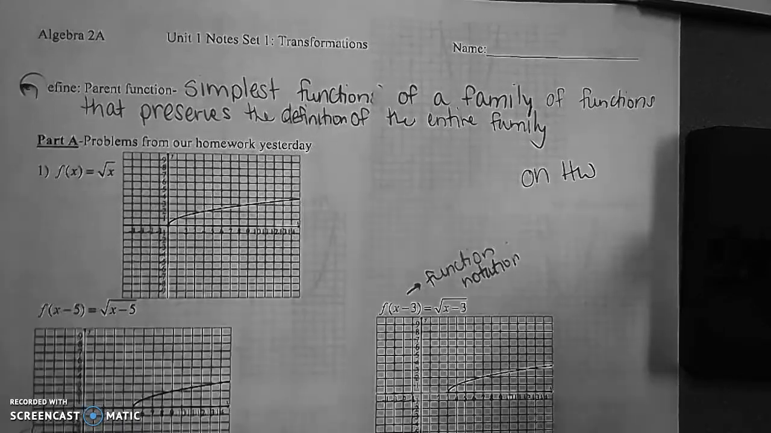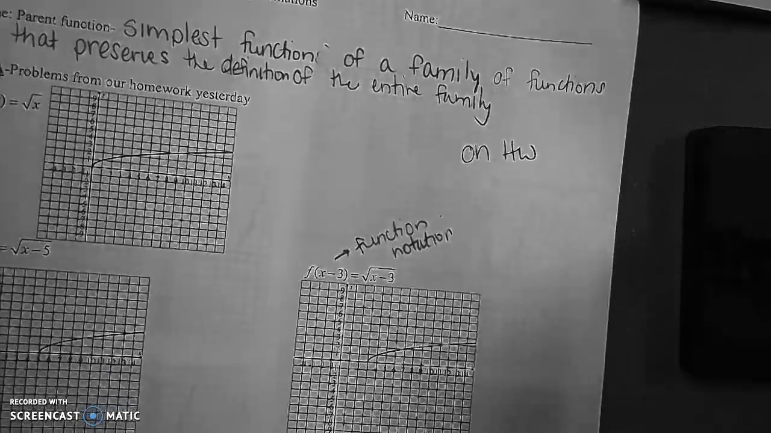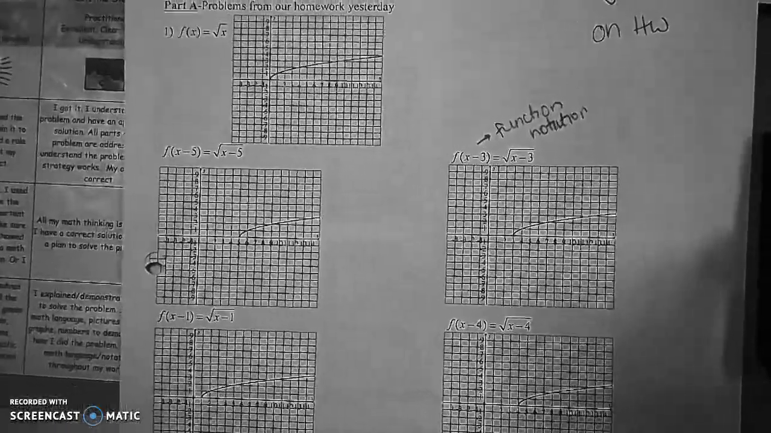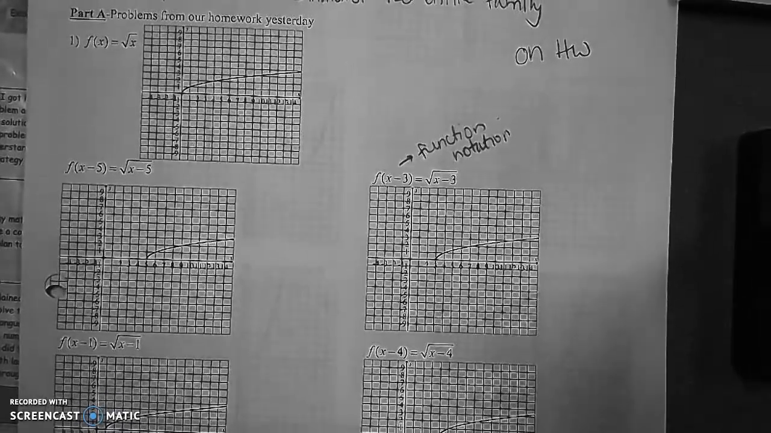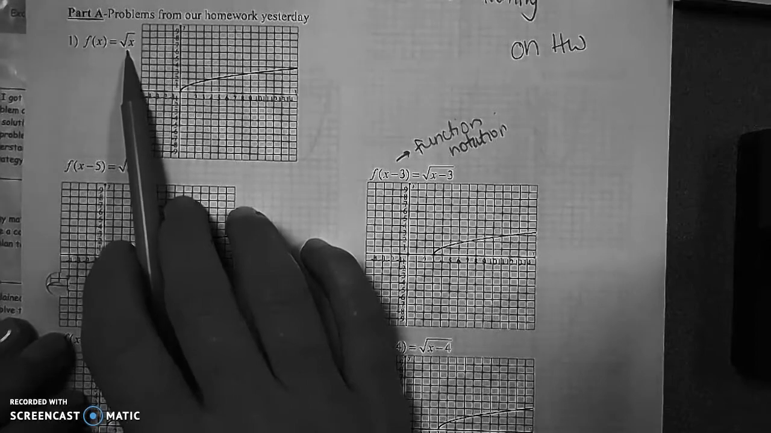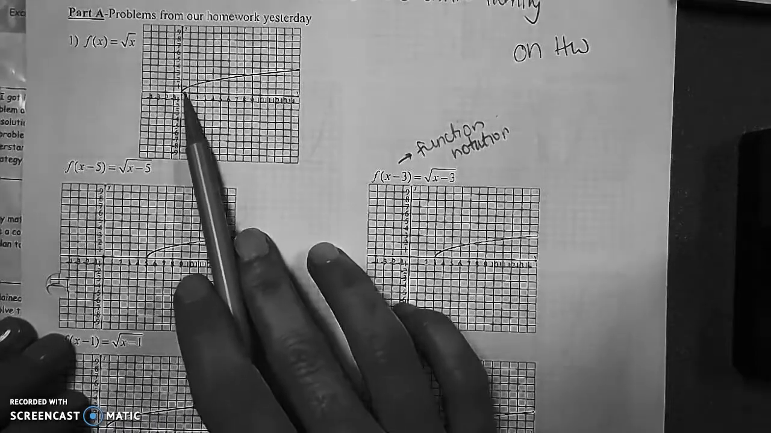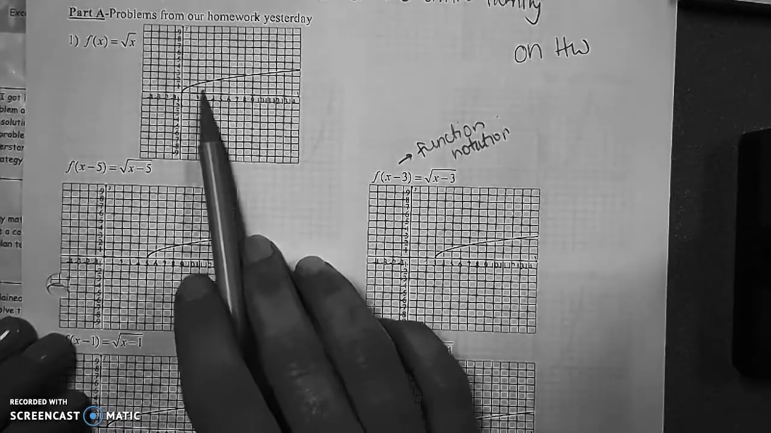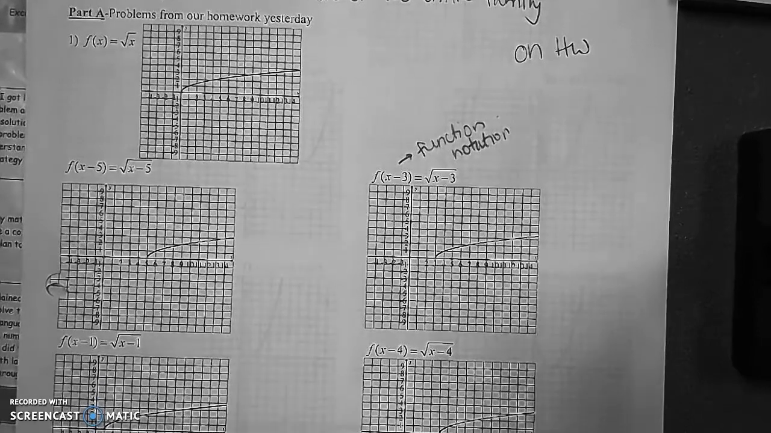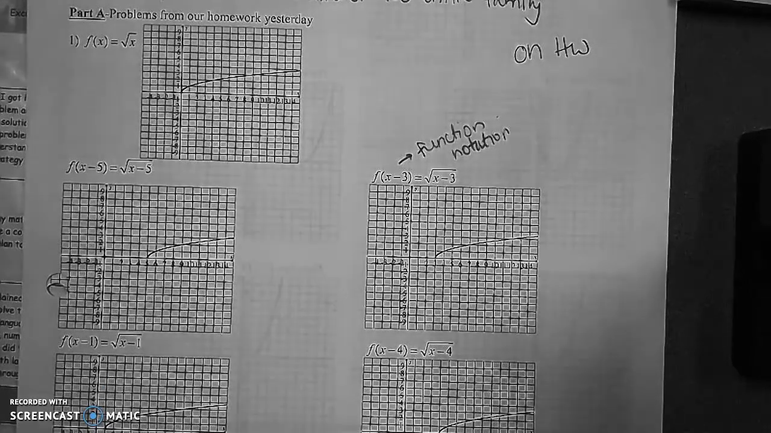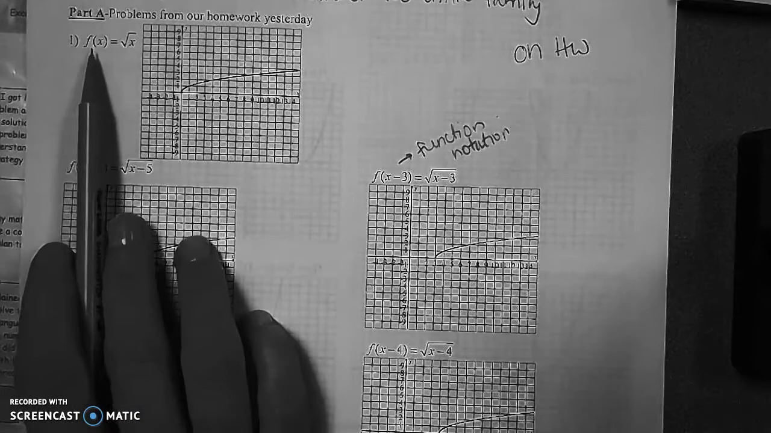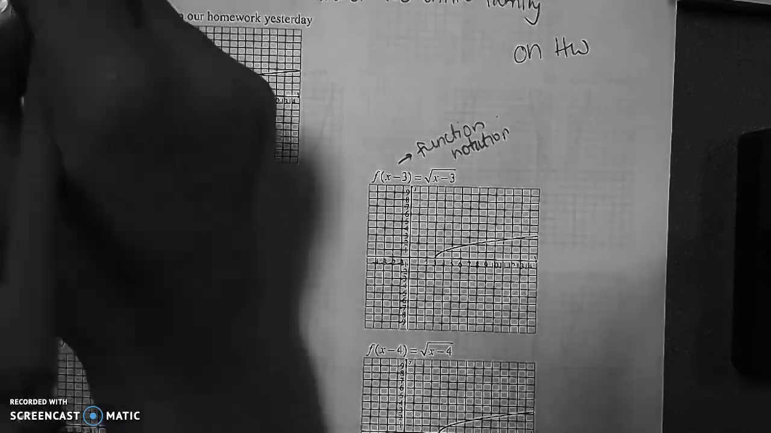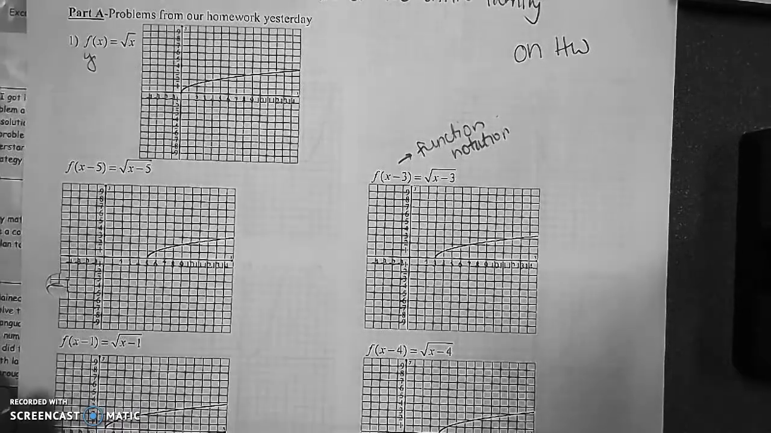Well, look at the front page of your homework, which is also the front page that you will see in the notes. All of these functions have the same shape. And the first function that you see here, f of x equals square root of x, that's the parent function. It is the simplest function in the family of f of x. You also see some function notation here. Remember, f of x is the same as saying y.